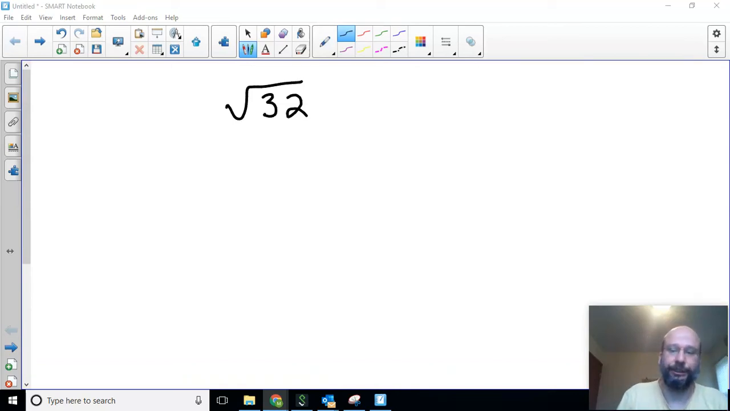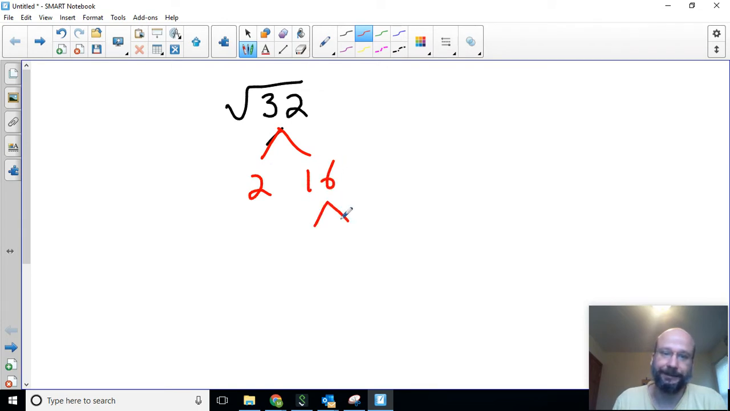Hi guys, I just wanted to go over the factor tree and simplifying radicals really quickly, just to do a better job of explaining what exactly we're doing here. So I've got the square root of 32. Again, the factor tree is what two numbers multiply to give you 32. I'm going to use 2 because I still think that's easier.